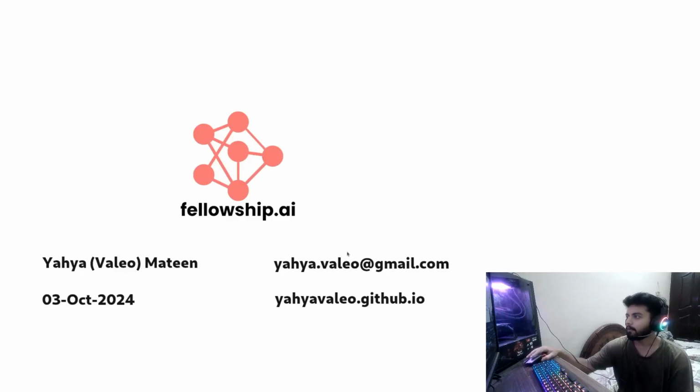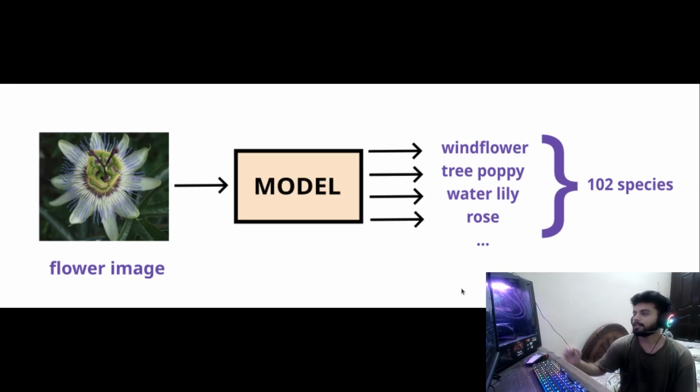So now let's move on to the solution. The challenge was to create a computer vision model that, when given an image of a flower, detects which of the 102 species it belongs to. This is a multi-class image classification problem, and the dataset is available as Flowers 102 from the Oxford Visual Geometry Group.